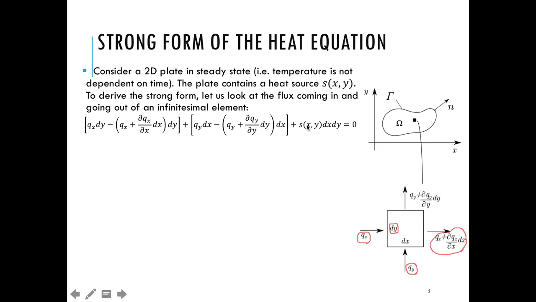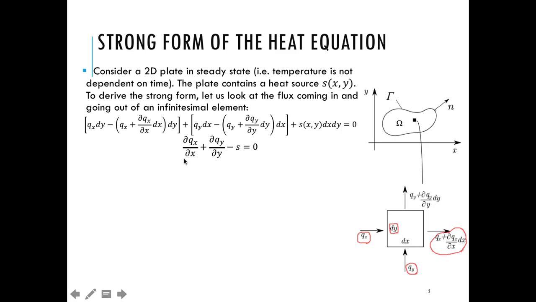Now this source is given as heat produced per unit area, which is why it also has to be multiplied by the area of the element over which it is acting. All of this must sum to 0, and if I simplify it, the qx terms cancel out and the qy terms too, and all I end up with is that the small changes in the heat flux must be equal to the source within the element. So this is what I end up getting essentially.